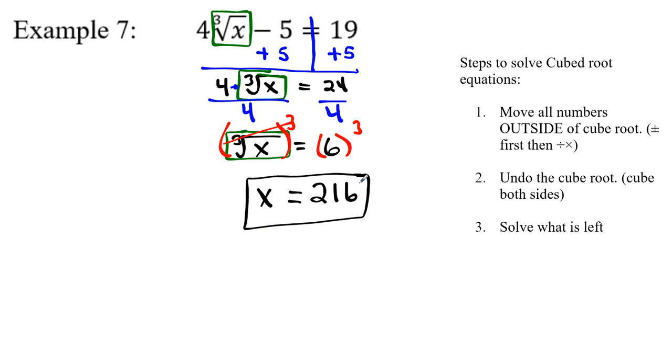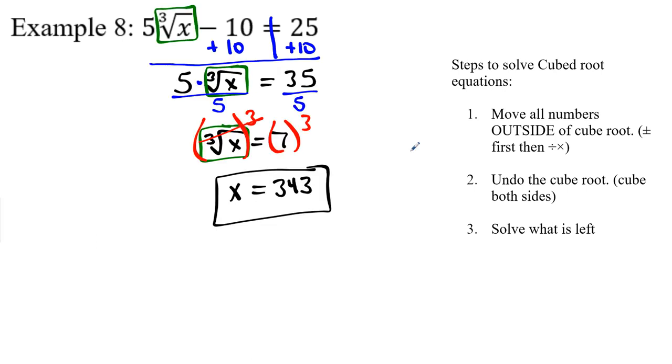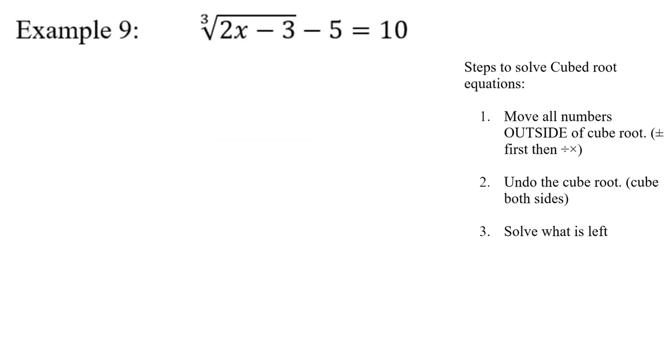Awesome. Now number 8. This one is yours to do. So go ahead and pause this video and try number 8 out, please. Pause. Correct answer for number 8 is x equals 343. We add 10 to both sides first, then divide both by 5, then we cube both sides to get that answer. Number 9. Let's work out one more together here.